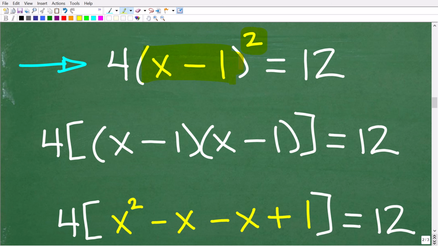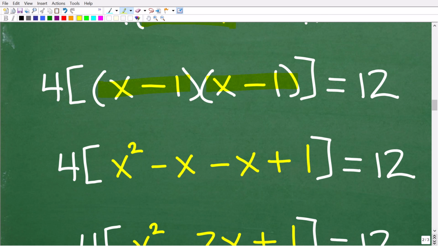Alright, so someone could be thinking to themselves, well, I have (x minus 1) squared, so maybe what I need to do here is square x minus 1. In other words, we need to multiply x minus 1 by itself. So that expression would look like this: 4 brackets (x minus 1) times (x minus 1) bracket is equal to 12.